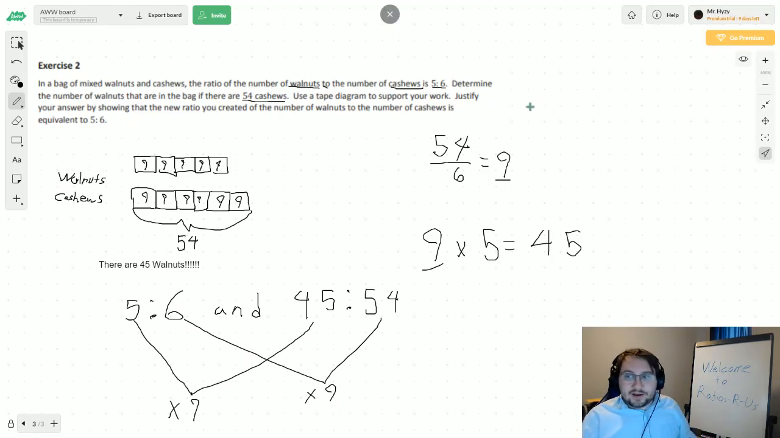So when it asks us to justify our answer by showing that the new ratio is equivalent to our old ratio, we're going to write it just like this with our little caret arrows down here. Okay? So this is, as I mentioned, kind of where our lesson is going to stop.